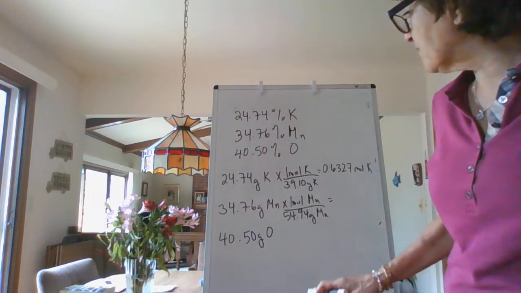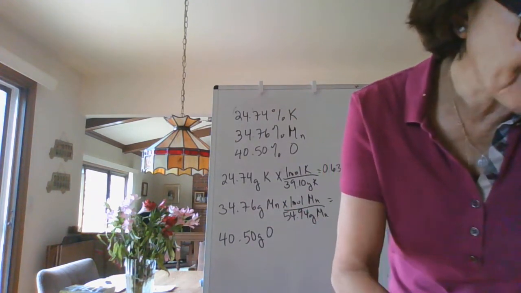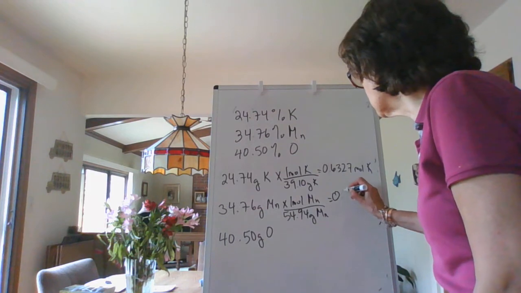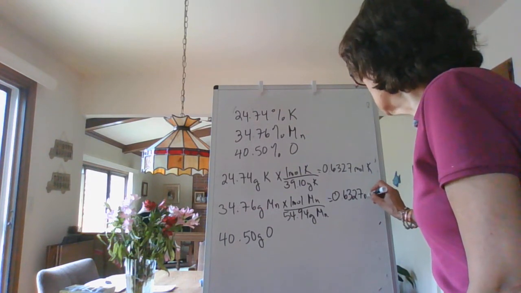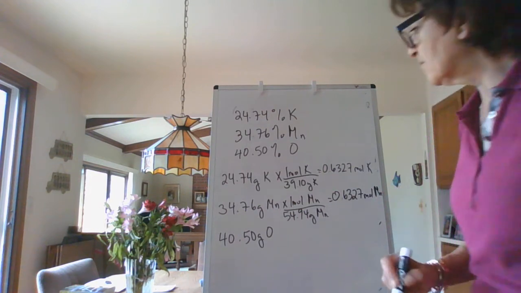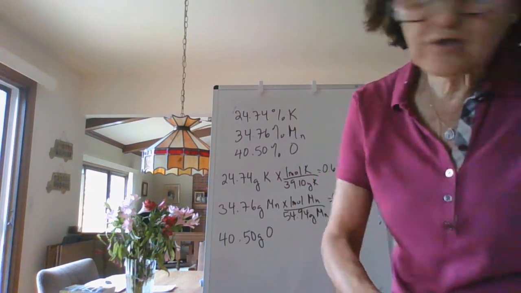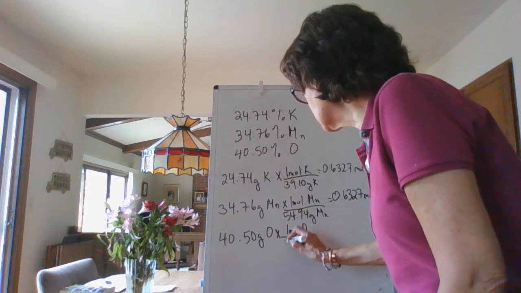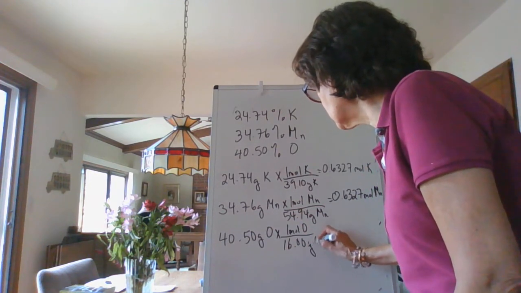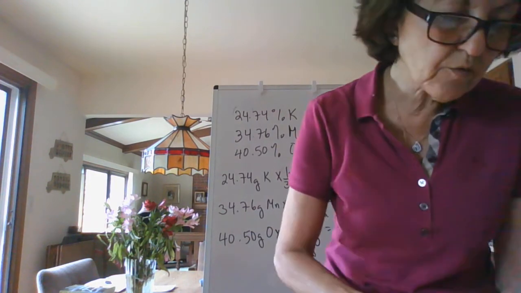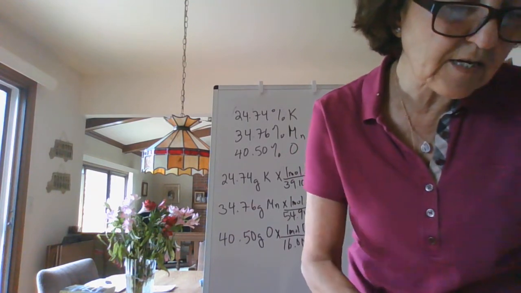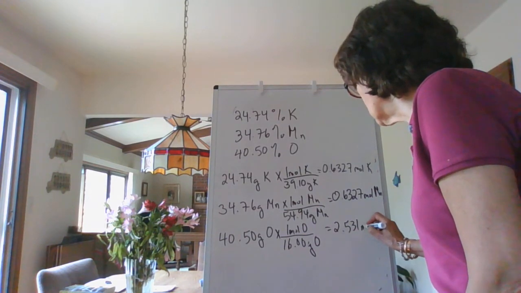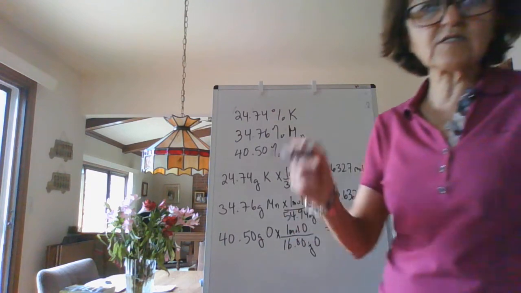We have 34.76 divided by 54.94, and that is 0.6327 moles of manganese. Good. Okay, so our last one is the oxygen. That one I have memorized. 1 mole of oxygen is 16.00 grams of oxygen. Okay, we do the math. 40.50 divided by 16, you get 2.531 moles of oxygen. All right, so that was step 2.